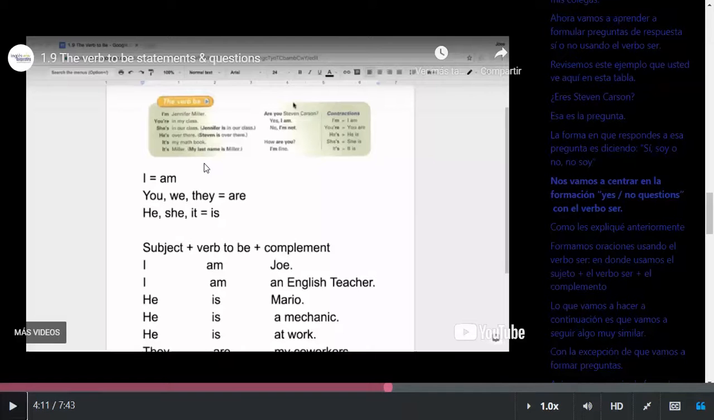Okay. Nosotros, we are. Question? Are we? Family member? Ah, pero ojo, el noun tenía que ir en plural. Remember? Are we teachers? Are we friends? Are we good students? Yes. All right. What is the affirmative answer? Yes, we are. Very good.